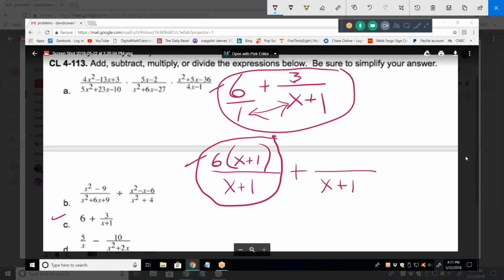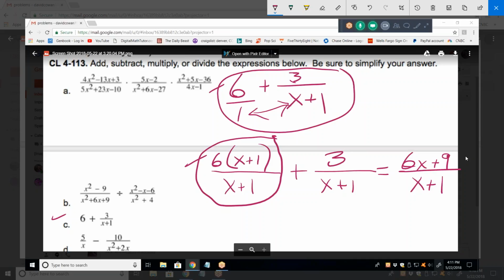What goes in the upper right? Just 3. Okay. Now we have a common denominator. That carries forward. We don't have to add those. And now we have to operate on the numerator. So now we have to distribute the 6 and then add the 3. So what do we get? So then you get 6x plus 6, and then plus 3, so then it's 6x plus 9. Okay. And that's actually our answer.